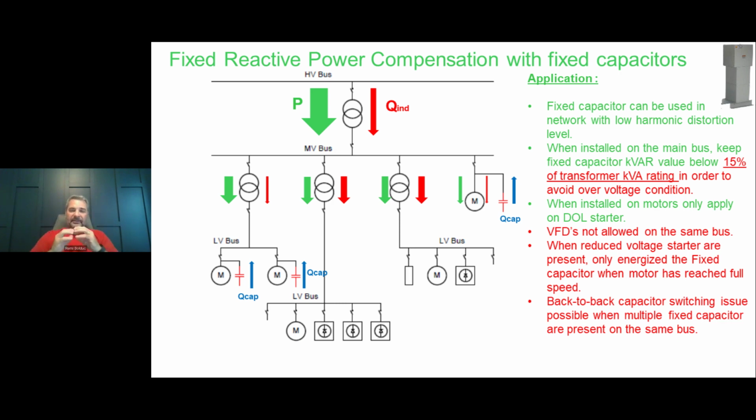Typically, you don't want VFD on the same bus though, because the harmonic generated by these VFD would be absorbed by the capacitor and likely fail prematurely if it absorbs too much. We would limit the kVAR capacity to 15% of the transformer capacity. So that would mean putting a 150 kVAR capacitor on a 1000 kVA transformer, for example.